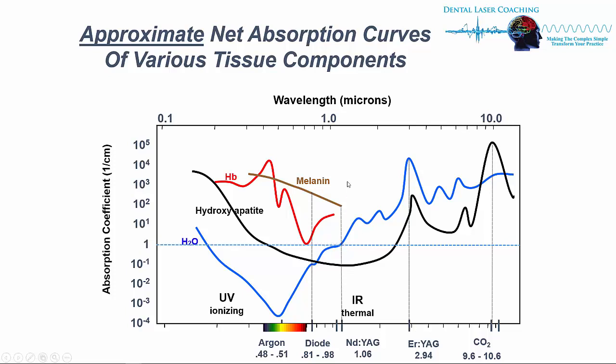Our erbiums, we stop thinking about melanin and hemoglobin. Now we're thinking water content. How much water does the structure I'm working on have in it? Our settings are going to be dramatically different if we're working on enamel than if we're working on tissue. And those are the things that we need to learn and understand. So that's what you need to understand, first of all, in regards to absorption characteristics. And these are approximate. There are a few more, but these are the primaries.